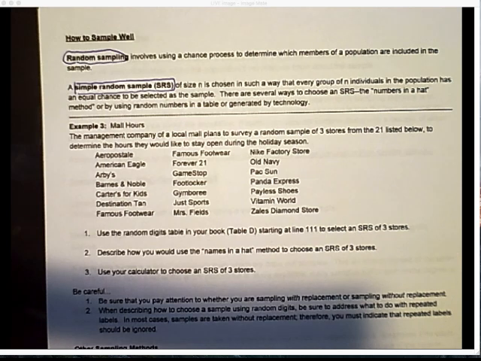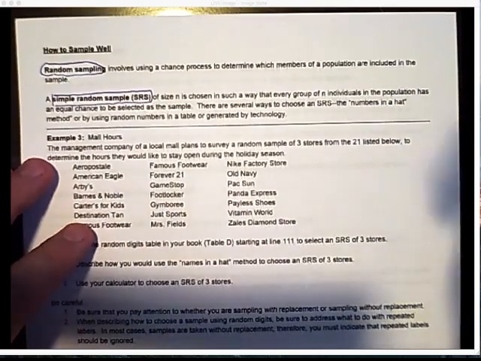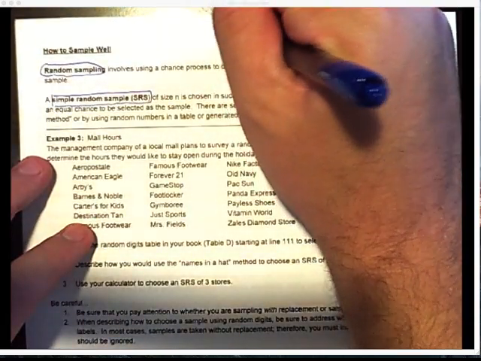There are several ways to choose an SRS. The numbers in a hat method, or using random numbers in a table or generated by technology such as your calculator. So what that means, let's say that in the US there's about 320 million people.